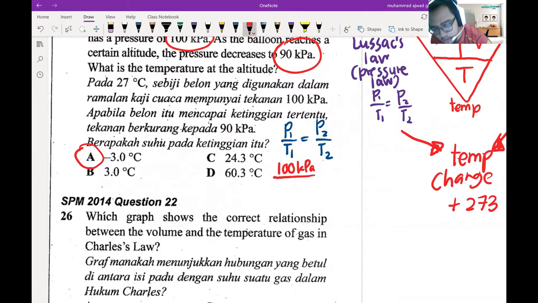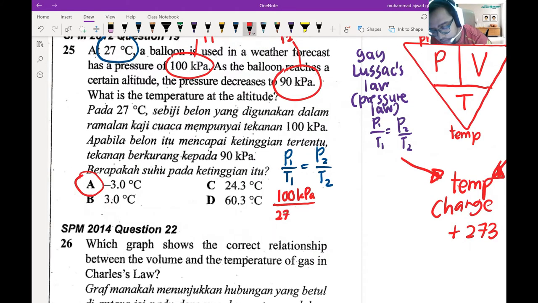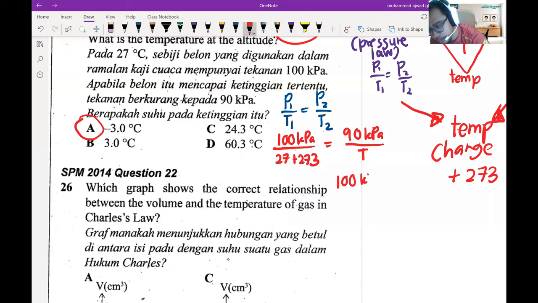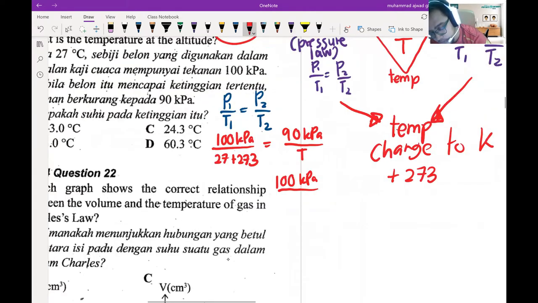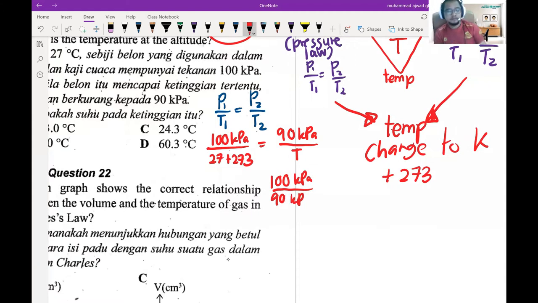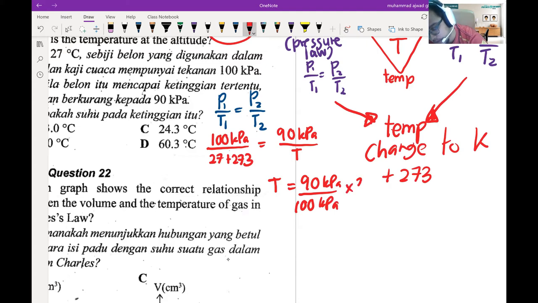Okay, and then bawah tu akan jadi 27 plus 273 equals to 300 Kelvin. 90 kilopascal over temperature, tak tahu. So it will be 100 kilopascal over 90 kilopascal. Okay. Sekejap cikgu susun ni lah. Susun T. Okay, rearrange T. Okay, cross multiply. You will get 90 kilopascal over 100 kilopascal times 300 Kelvin.